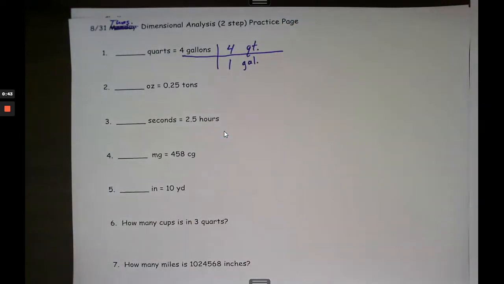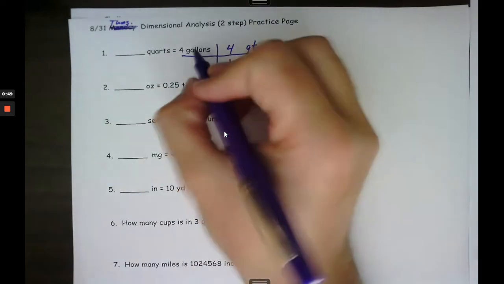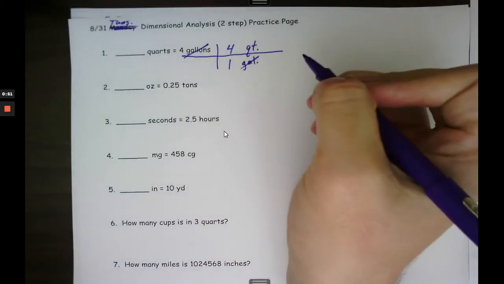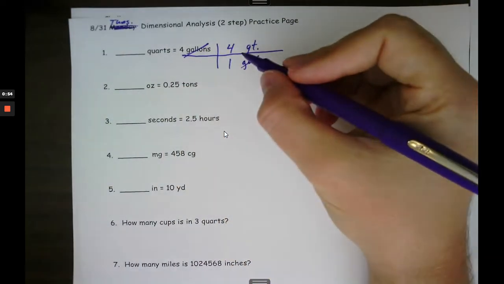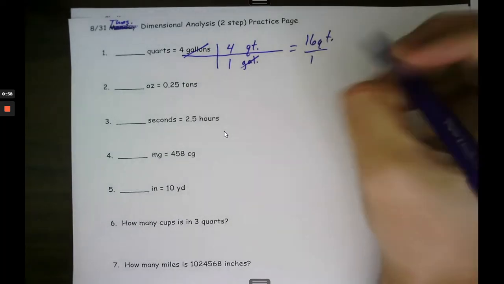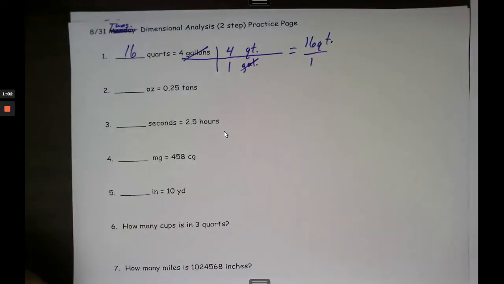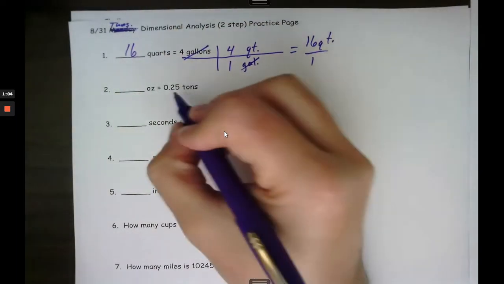Remember, the 4 is stuck to the quarts in that conversion, and the 1 is stuck to the gallons. Alright, now that I have the units that I want, gallons cancels with gallons. Okay, I've got 4 times 4, I get 16 quarts over 1, so that ends up being 16 quarts. Okay, pretty easy. Now take a look at this next one.